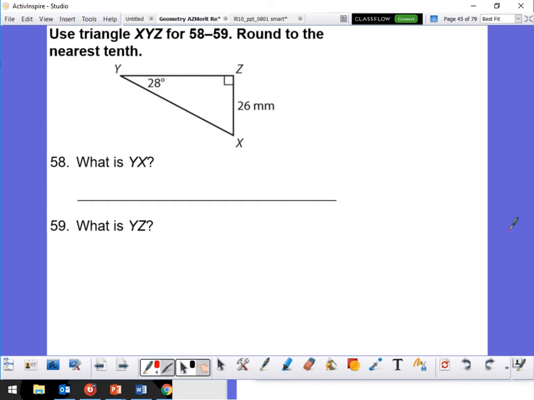All right, so we're going to use some trig. Whenever I start with a trig problem, what do I have to write on top of the paper? Say it. SOH CAH TOA.